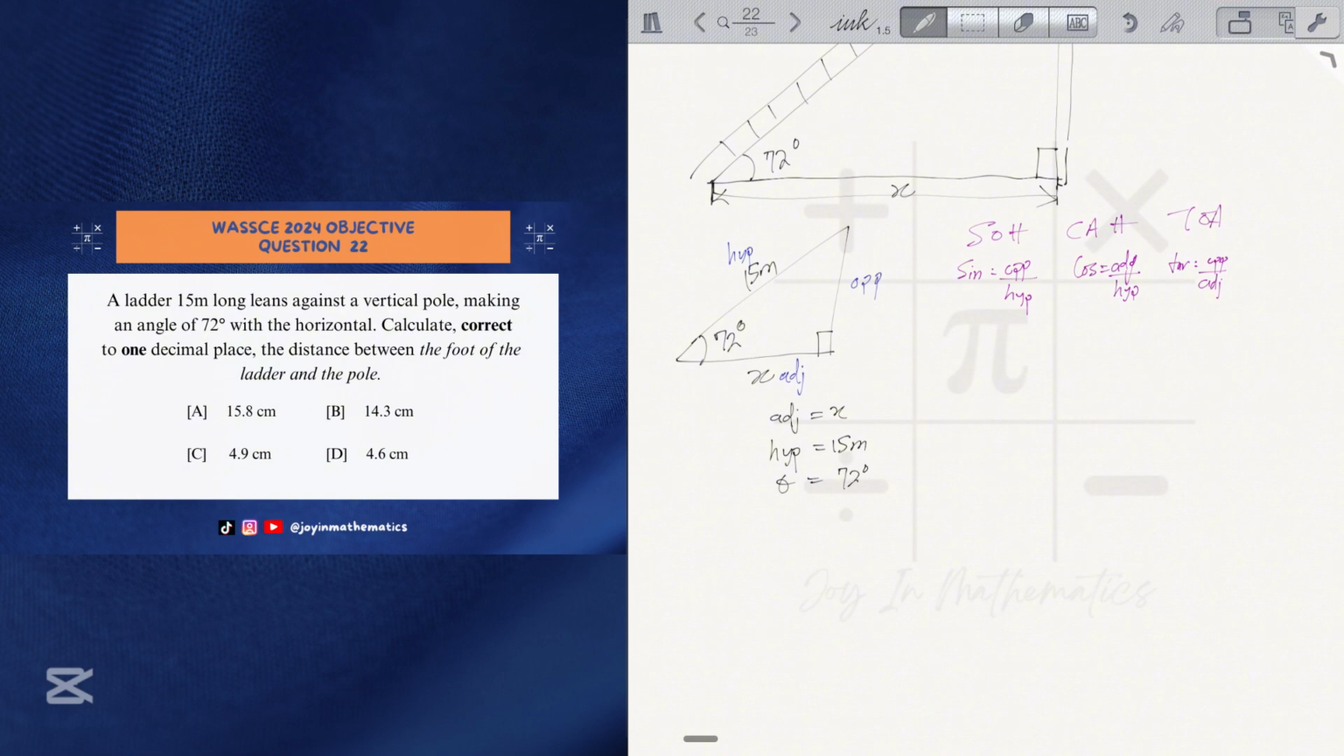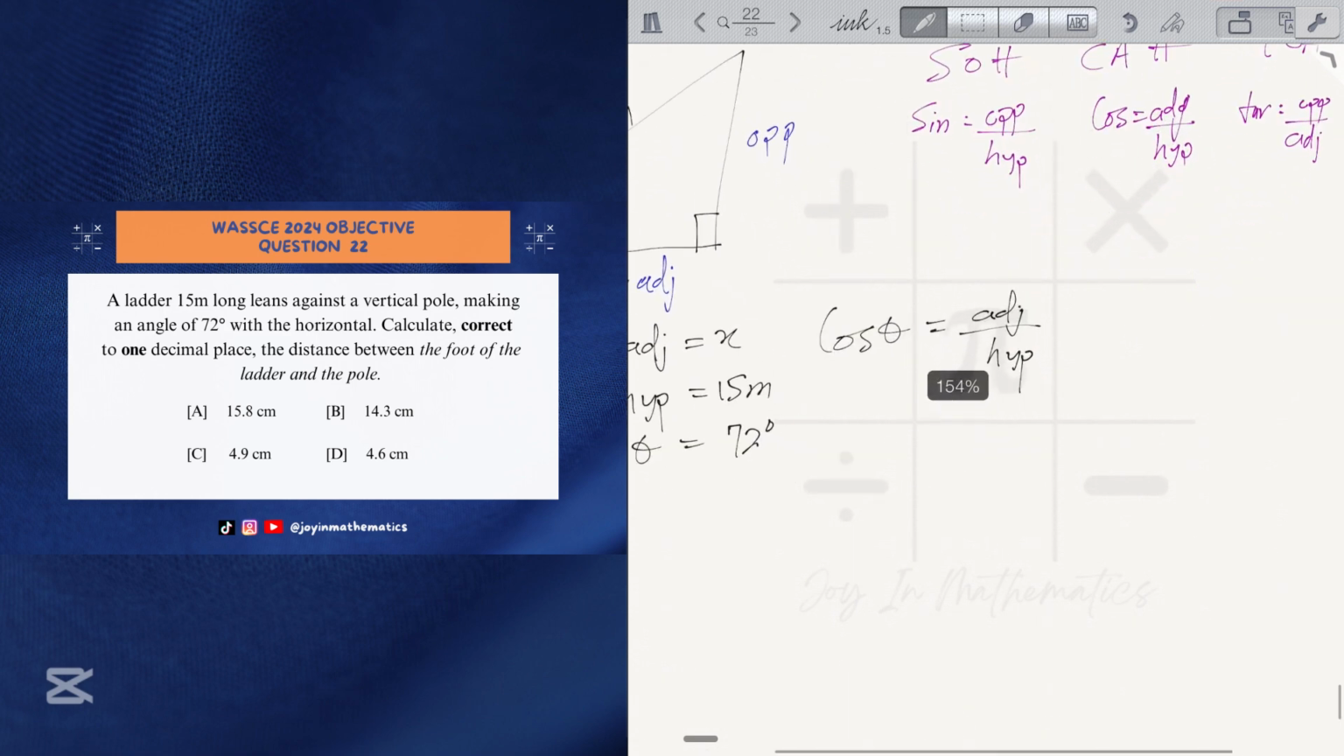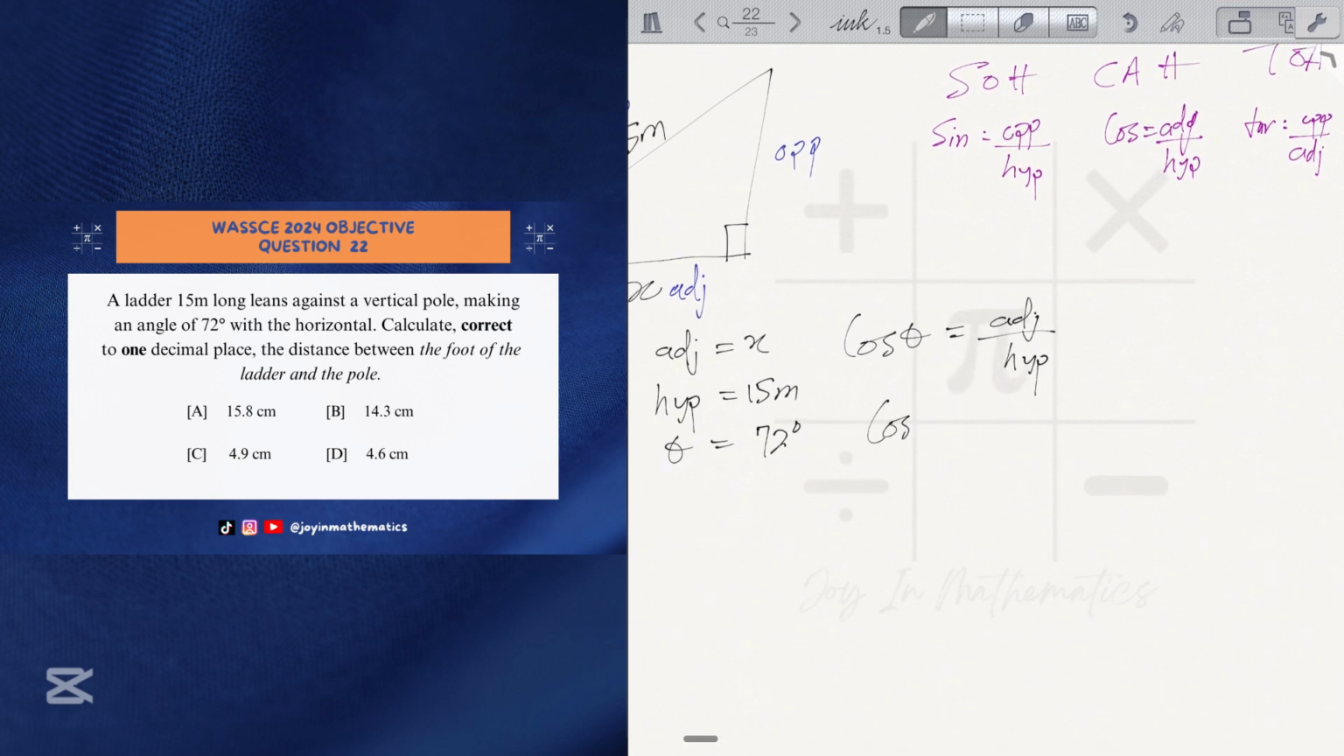So the question is, what relates adjacent with hypotenuse? We can see that what relates adjacent with hypotenuse is cosine. So we can say that cos theta is adjacent divided by hypotenuse. Making our substitution, cos 72 degrees, because theta is 72 degrees, is equal to the adjacent x that we're looking for divided by the hypotenuse, 15.